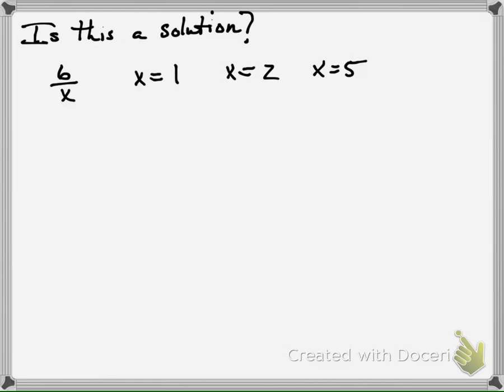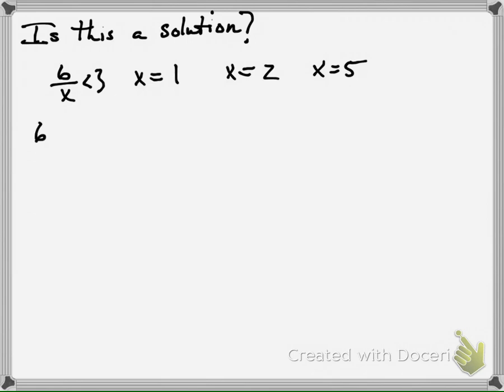Okay, so the next type of question we're going to have is: is this a solution? On this one, I've got 3 different possibilities. So we've got this inequality here, 6 over x is less than 3. And we've got three possibilities. What about when x equals 1? What about when x equals 2? What about when x equals 5? We're going to try each one out and say yes or no. It is or is not a solution.